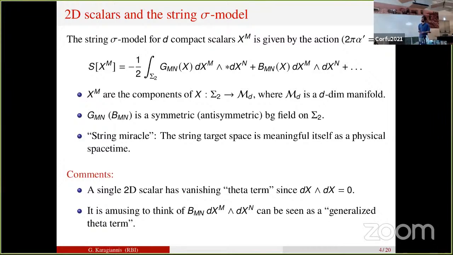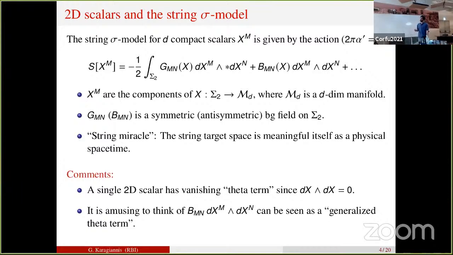So here in this setting, the vanishing of the beta functions of the string sigma model implies the Einstein equations for the low energy field theory of the target space. And this leads to the string miracle, in quotation marks, which is simply the fact that the string target space is meaningful itself as a physical spacetime, with G and B being the dynamical Riemannian metric and Kalb-Ramond field.